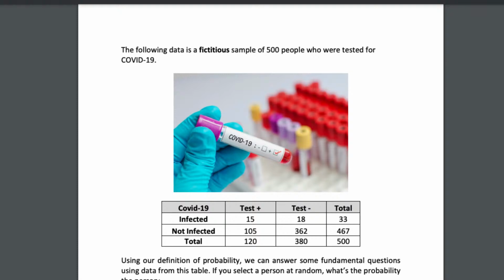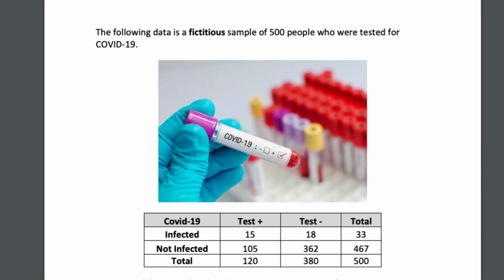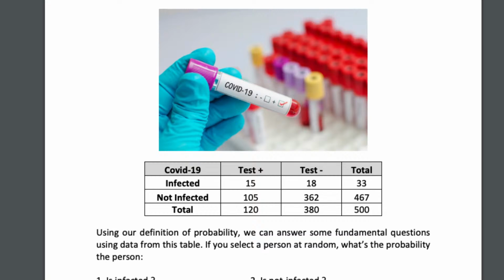All right, let's take a look. In this table, 33 people were infected with COVID who were tested. 467 were not infected. And those are my rows out of a total of 500 people. But then look at the columns here. What do you see in the columns? Some people test positive, and some people test negative. How many people tested positive? 120. How many people tested negative? 380. Okay, you okay with that?